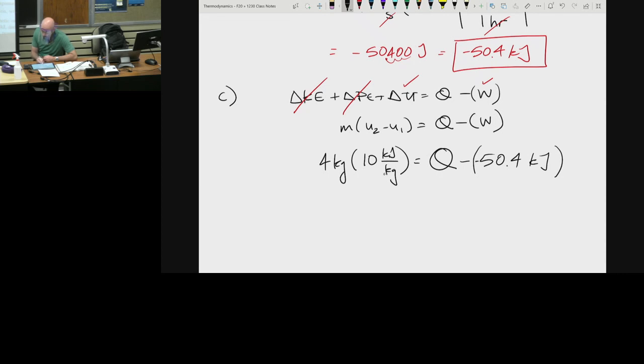So I'm going to have 40. Well, I move to the other side of the equation, minus 50.4. So what I'm going to end up with is the Q is going to be equal to minus 10.4 kilojoules.